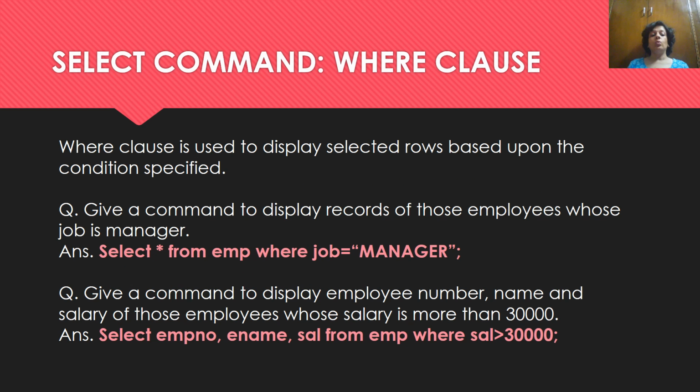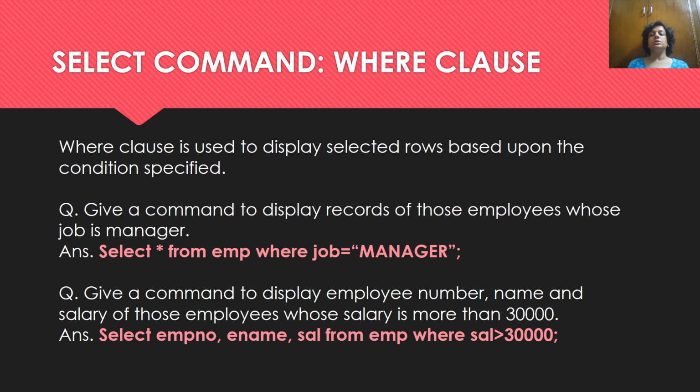Where clause. Where clause is used to display selected rows based upon the condition specified. So, if the question is to give a command to display records of those employees whose job is manager, the answer would be select star from emp where job equal to "manager". The word manager must be enclosed in double quotes.